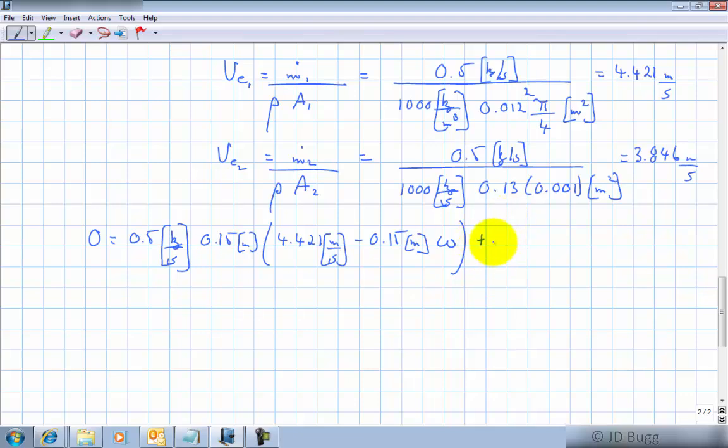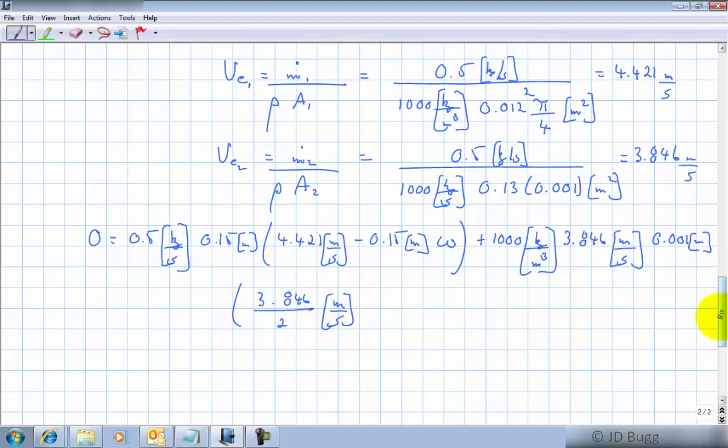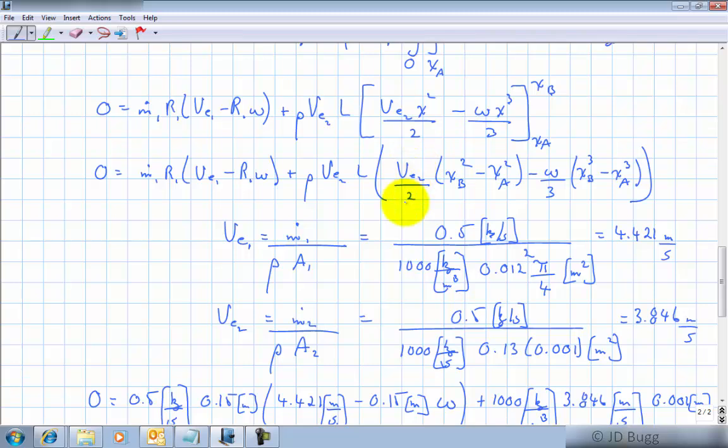Plus the density, 1,000 kilograms per meter cubed, times this velocity, 3.846 meters per second. So that's our V exit 2 that we solve for here. 0.001 meters. That's our L, or the height of the slot. And then we have 3.846 divided by 2 meters per second. So I'll just show where we're at here. So this is this V exit divided by 2. So we're just filling in numbers for the rest of this.